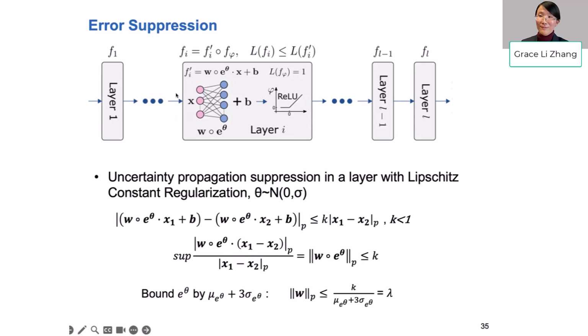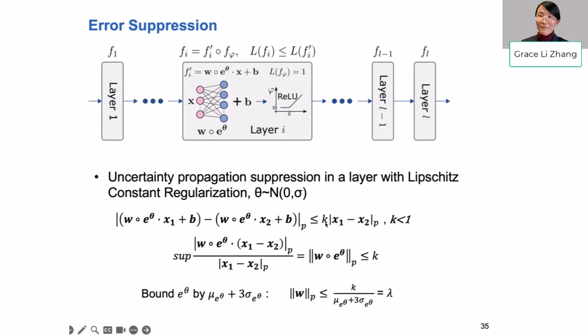So because of these variations, the inputs of this layer will have some deviations. For example, initially we assume that the nominal value of the input is X1, and because of the variations in the previous layers, the deviated input is X2. And we hope that these differences will be suppressed after this layer.